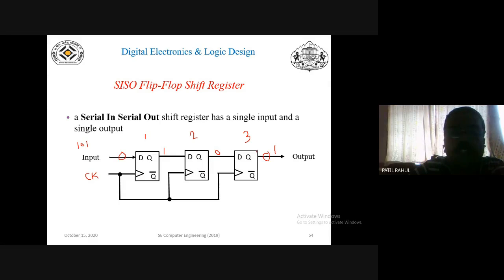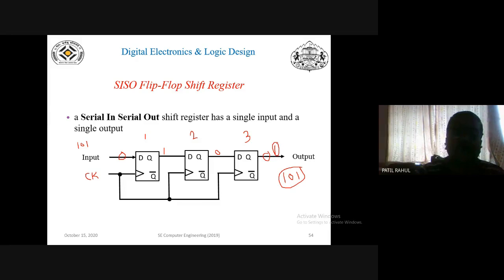Here you get the output 1D1, but at the output side you actually want 101. This is the output you expected. But after completing one clock cycle, you get only one bit, which is the 1.